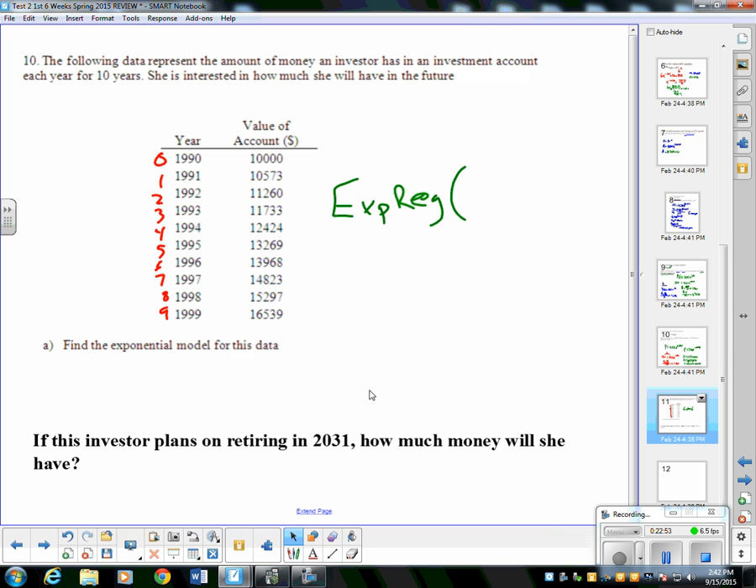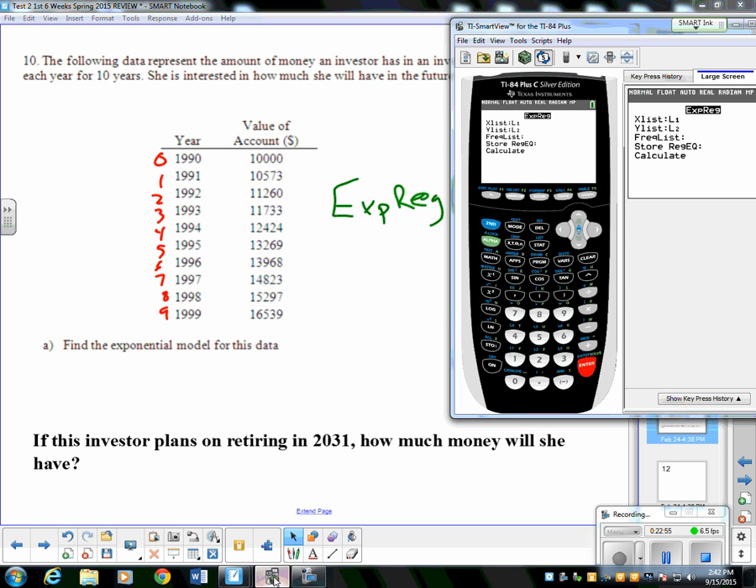with parentheses. Either way, you need to tell it to pull your X list from wherever you put it and your Y list from wherever you put it. I happen to put my X list in L1 and my Y list in L2. Frequency doesn't matter in this case. I'm not going to store it like that. So we're just simply going to calculate it. It takes a second, but we get those numbers there.